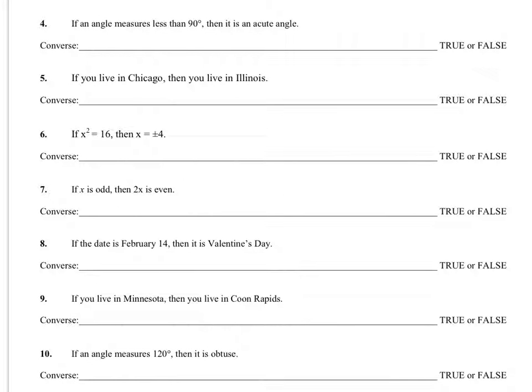4 says, if an angle measures less than 90 degrees, then it is an acute angle. What we want to do is identify what our hypothesis and our conclusion is. Our hypothesis is the if part of the original statement, and our conclusion is the then part. So our hypothesis is underlined in blue, our conclusion is underlined in red.